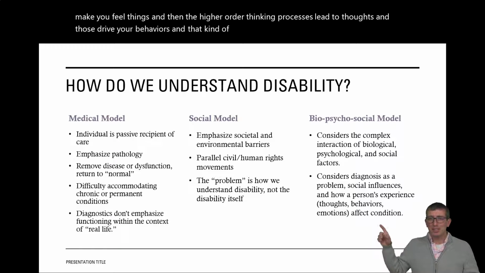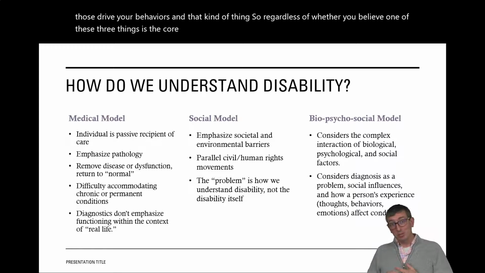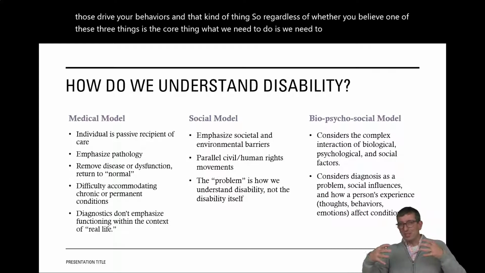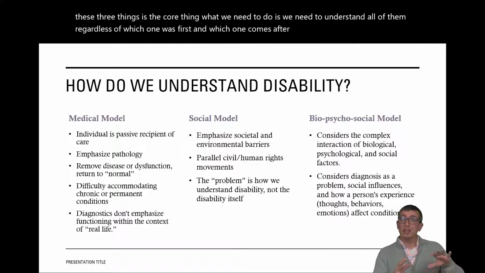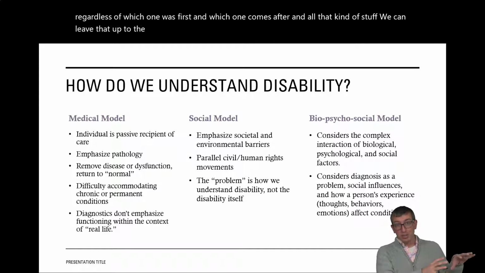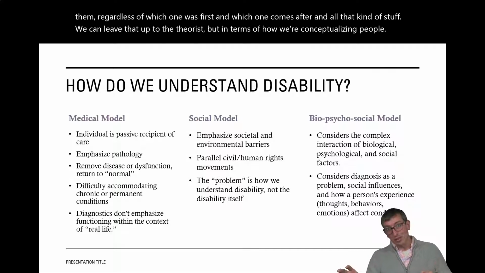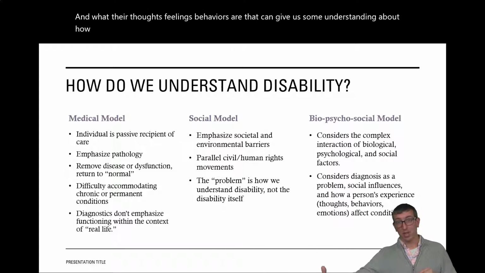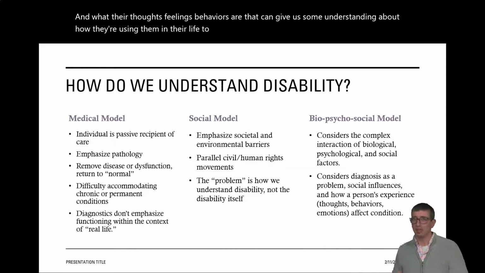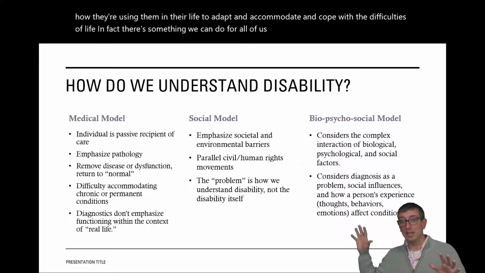So regardless of whether you believe one of these three things is the core thing, what we need to do is understand all of them, regardless of which one was first and which one comes after. We can leave that up to the theorists. But in terms of how we're conceptualizing people and their thoughts, feelings, and behaviors, that can give us some understanding about how they're using them in their life to adapt and accommodate and cope with the difficulties of life. In fact, that's something we can do for all of us. So hopefully this makes a little bit of sense.